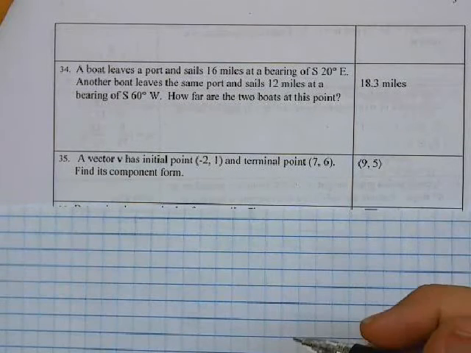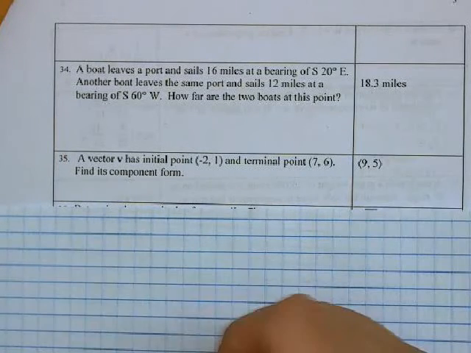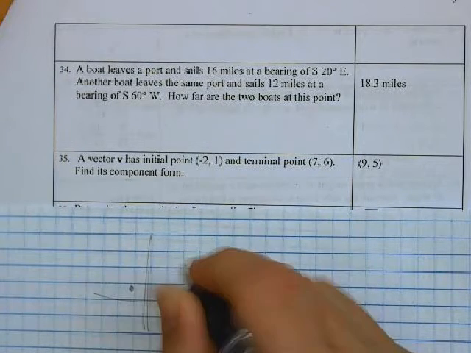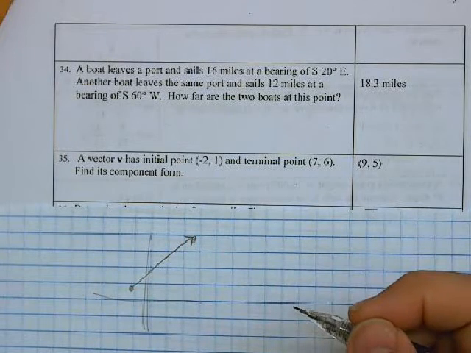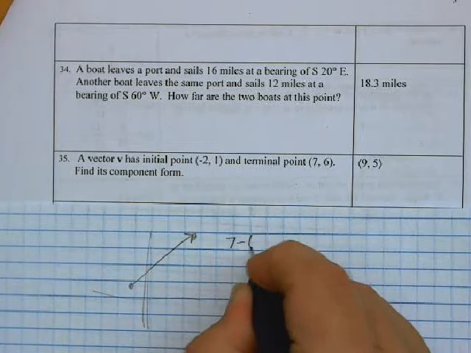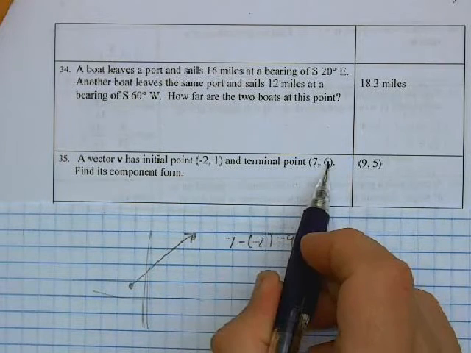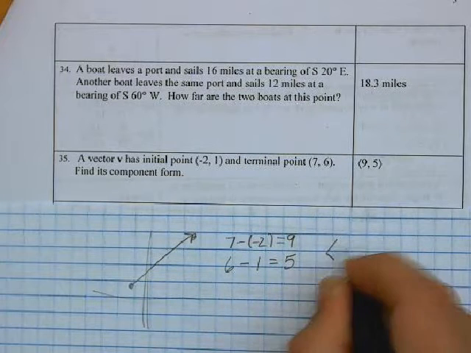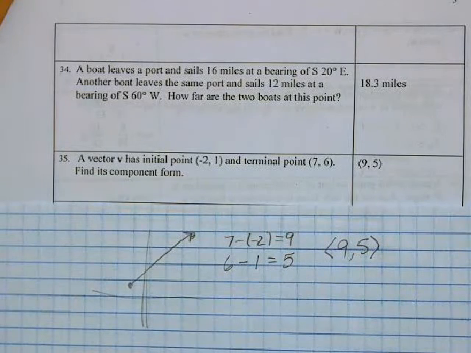Okay, 35. Vector v has an initial point at -2, 1, terminal point, like ending point, at 7, 6. Find its component form. Okay, so here's my vector. I'm looking for the components. So for the horizontal component, I'm just going to take 7 minus -2, which is 9. So that's the horizontal component. And then for the vertical, I'll take 6 minus 1, which gives me 5, which gives me the component form of the vector as 9, 5.